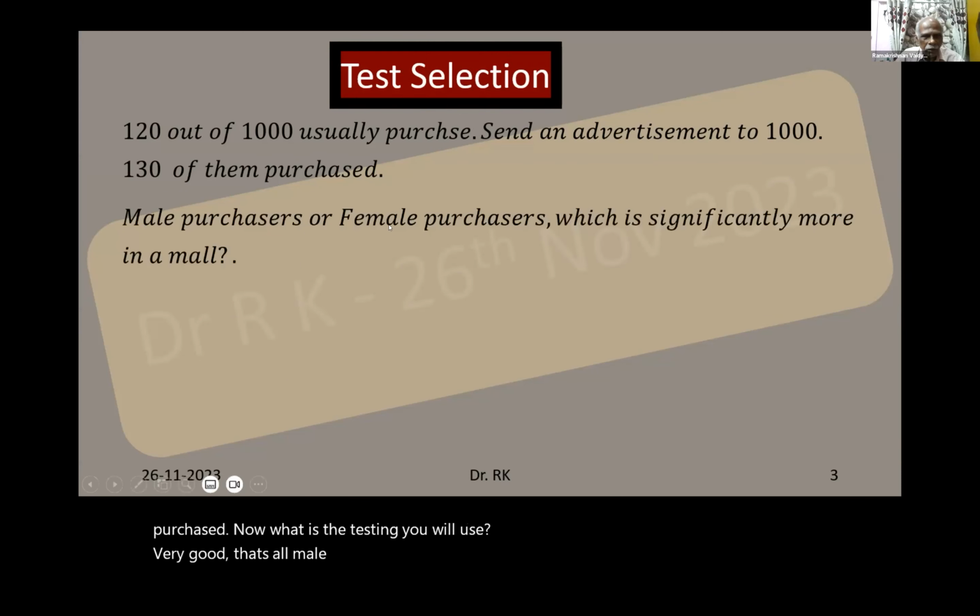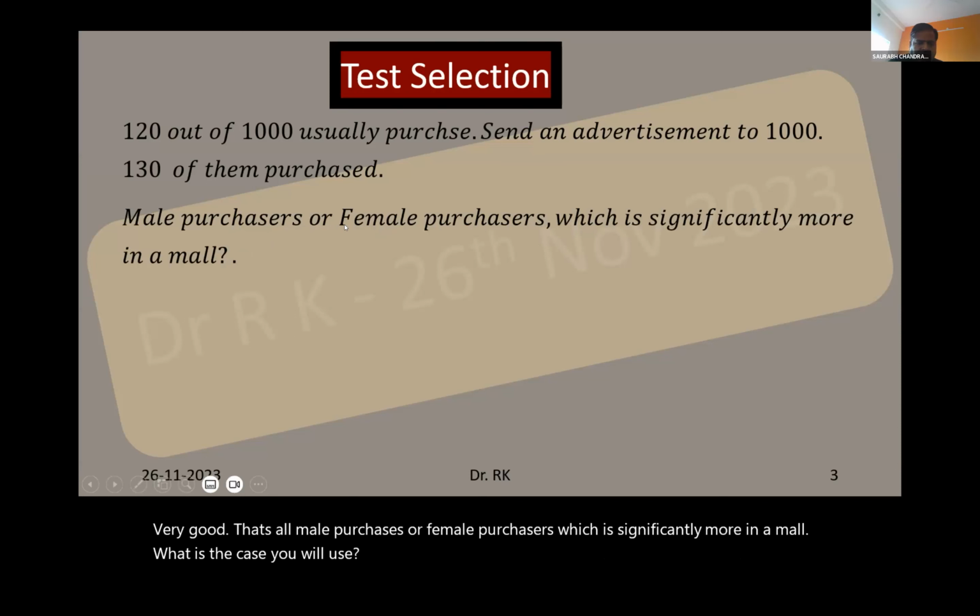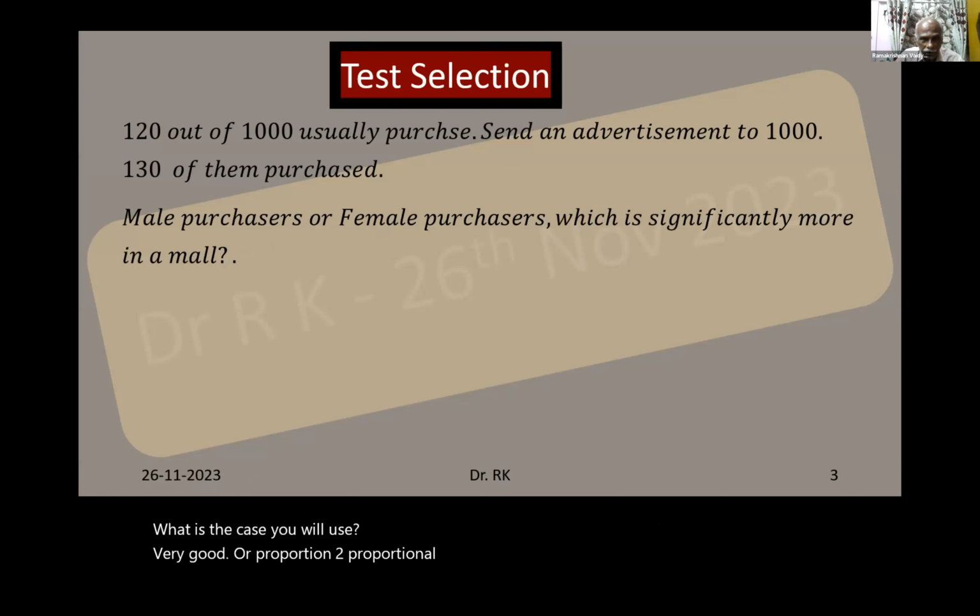Male purchasers or female purchasers, which is significantly more in a mall? What is the test you will use? Proportion. Very good. How, proportion? 2 proportion or 1 proportion? Two proportion. Male is one subgroup, female is one subgroup.